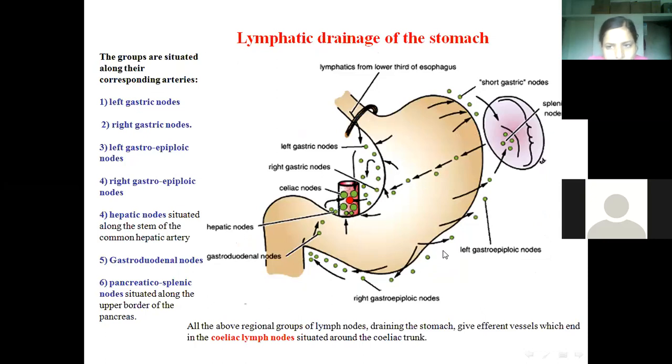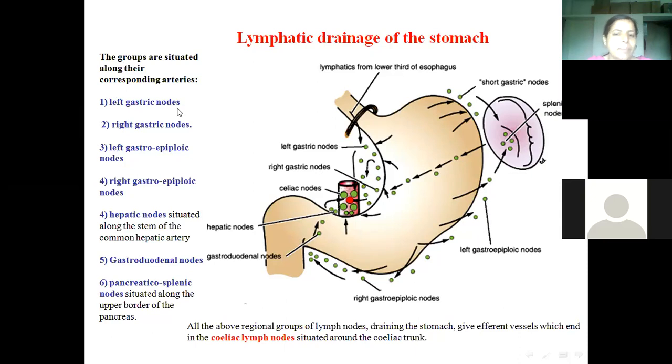Now, after studying the arterial supply and venous drainage, now we will go with the lymphatic drainage of stomach. So lymphatic drainage of stomach, we have certain groups of lymph nodes. We have left gastric group of lymph nodes. We have right gastric group of lymph nodes. Then we have left gastroepiploic and right gastroepiploic lymph nodes. We have hepatic group of lymph nodes, and we have celiac group of lymph nodes. Along all the names of arteries, gastroduodenal group of lymph nodes and pancreatico-splenic nodes.